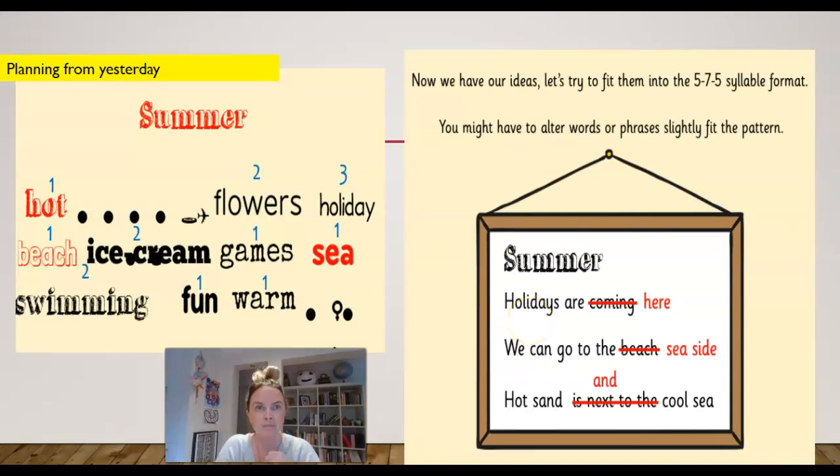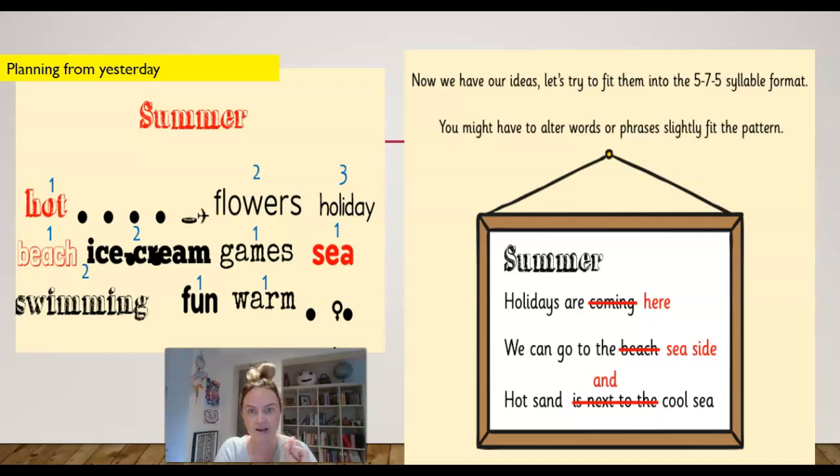Holidays. So holidays has 3 syllables. One more. Coming. Oops, that's 6 syllables. How many syllables am I allowed in my first line? You got it, we're only allowed 5. So with the word coming, I'm going to have to change that to a different word so that it fits the right format. So holidays are here. Has that got 5 syllables now? Yes, excellent. It fits the format so far of the 5.